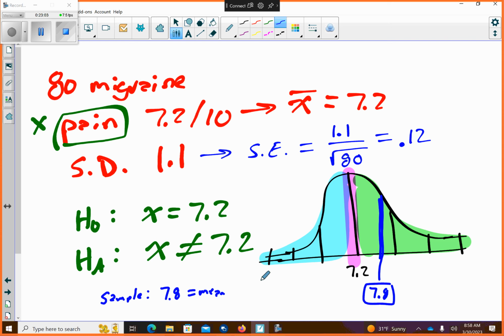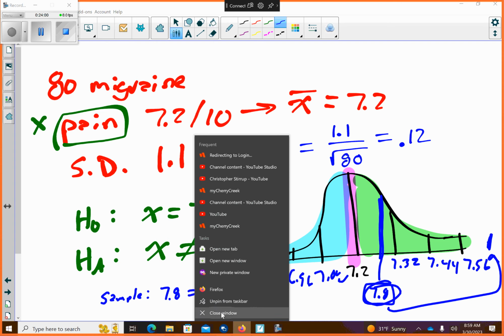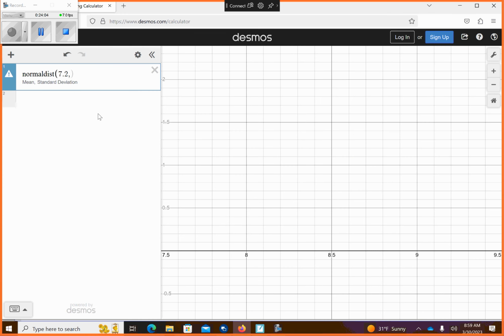So sorry. So 7.2 plus 0.12 is 7.32, plus 0.12, 7.44, plus 0.12, 7.56. All right, so this is actually way, way over here. And then if I go the opposite way, 7.2 minus 0.12, 7.08, minus 0.12, 6.96, minus 0.12, 6.84. All right, now I did it better. Yikes. So my standard error is going to be the 0.12.